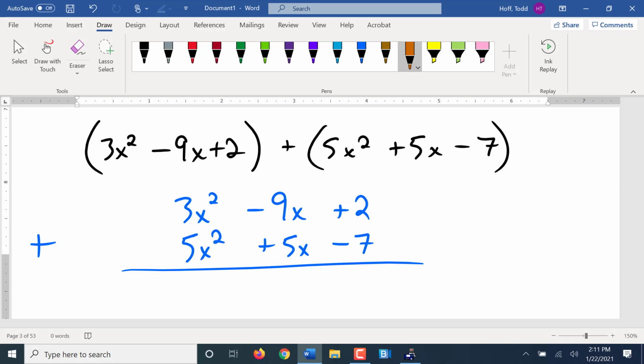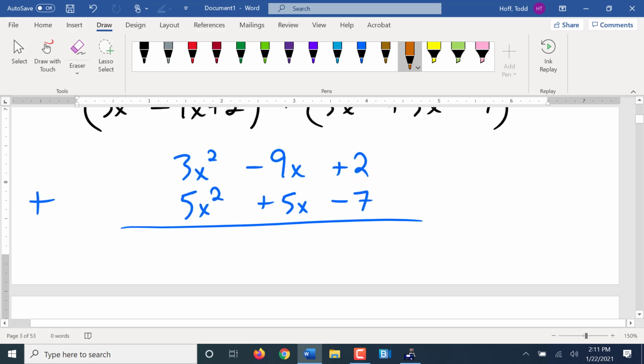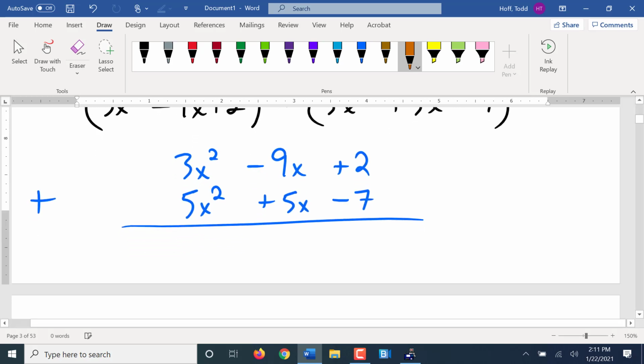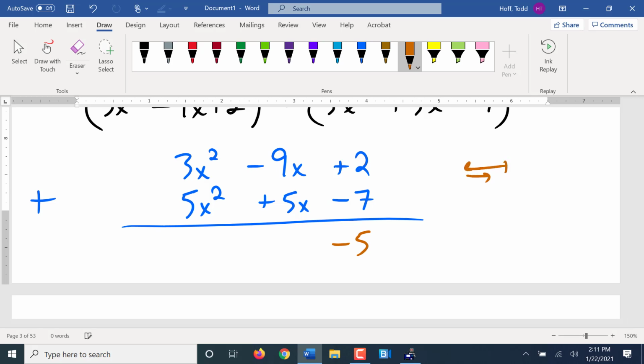So this is why we went over these a couple weeks ago. We've got to remember how to work with our negative numbers. What's 2 plus negative 7? Negative 5. Negative 9x plus positive 5x: negative 9 and positive 5 is negative 4, so negative 4x. 3 plus 5 is 8x squared. Good.